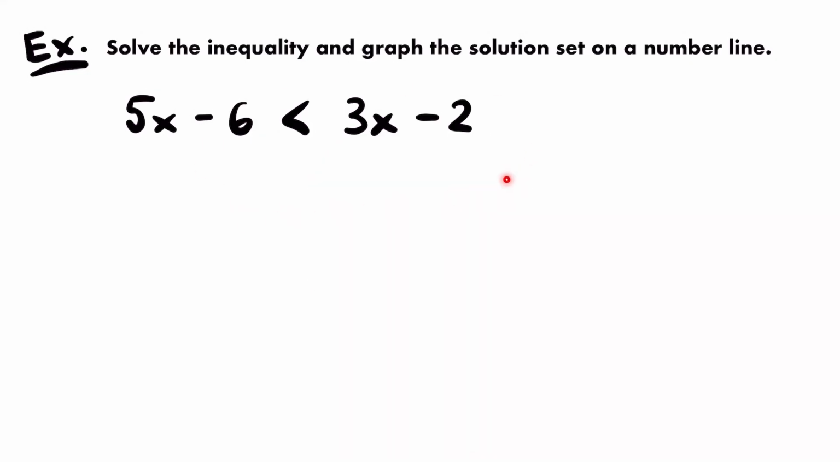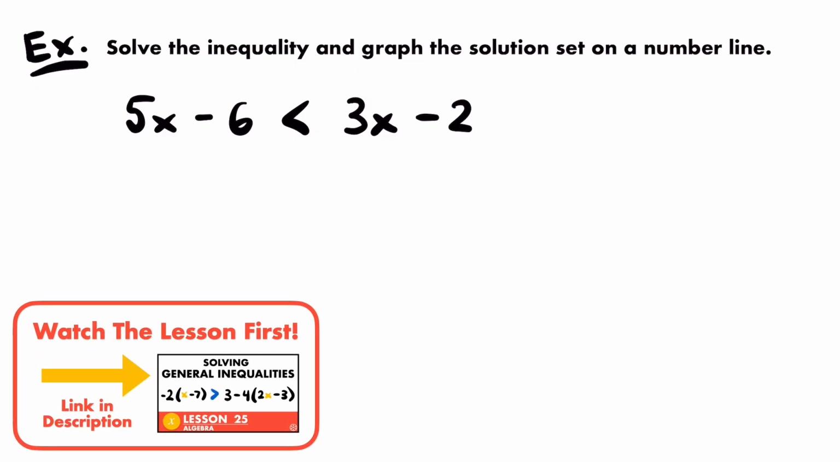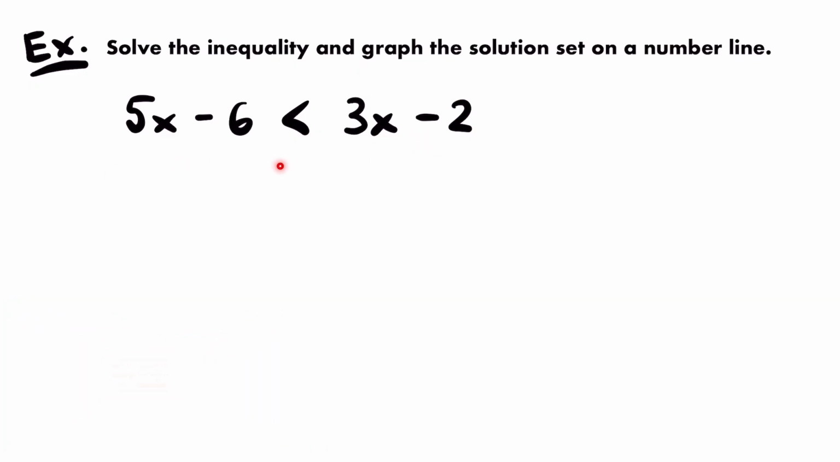All right, so here's our first example. We want to solve the inequality and graph the solution set on a number line. And we're given 5x minus 6 is less than 3x minus 2. Remember, our goal in solving inequalities is to isolate the variable, or get the variable by itself, such that it is being compared to a constant value.